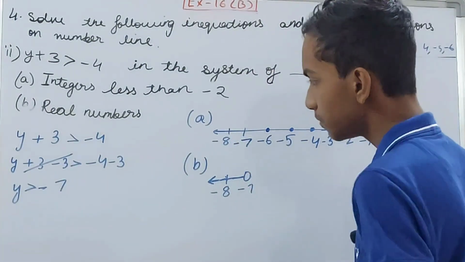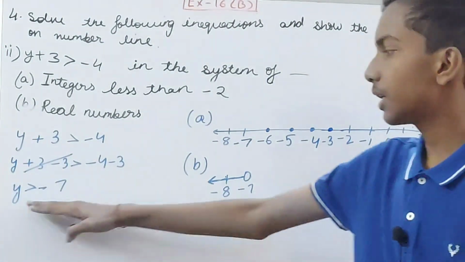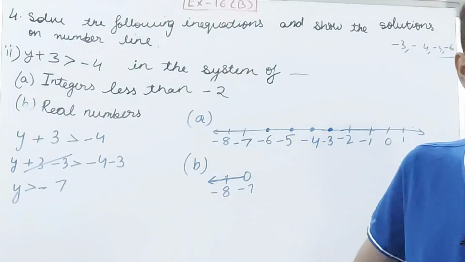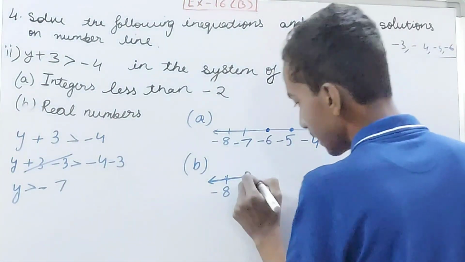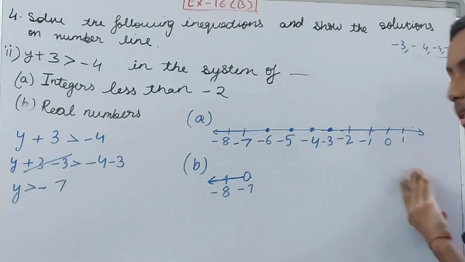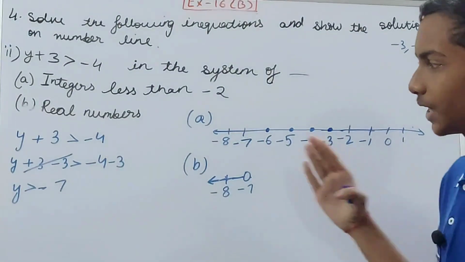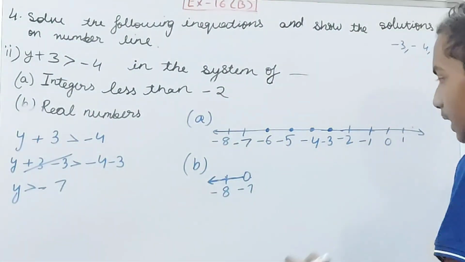Open circle, because we don't want a shaded circle. Why? Because it is greater than. If it was greater than or equal to, then we would have made a shaded circle, but we don't need that. So on minus 7, this open circle, the rest of this part that comes to the right of minus 7 will be greater than minus 7.